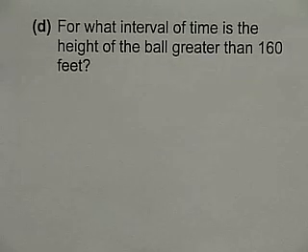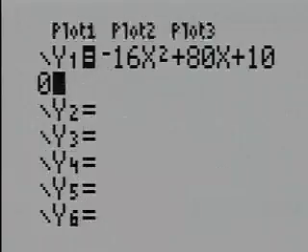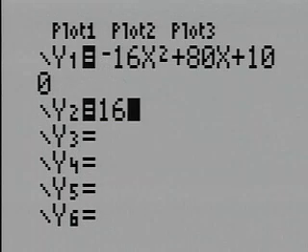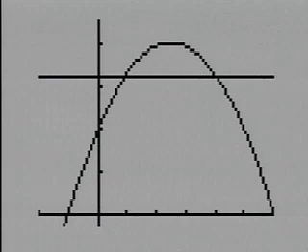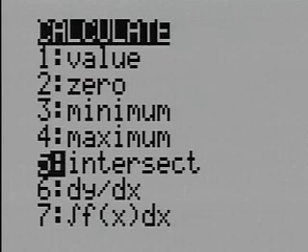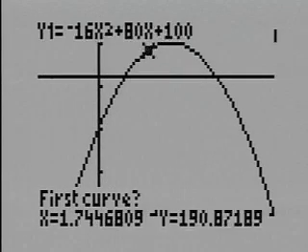Question D asks us, for what interval of time is the height of the ball greater than 160 feet? Now, in order to do that, what we need to do is go to the graphing calculator and graph the function y equals 160. Now, by graphing this, what will happen is we'll see our two functions graph simultaneously, and we can visually see where the parabola lies above the horizontal line. So all we need to do is find those points of intersection, using the built-in function on the calculator.